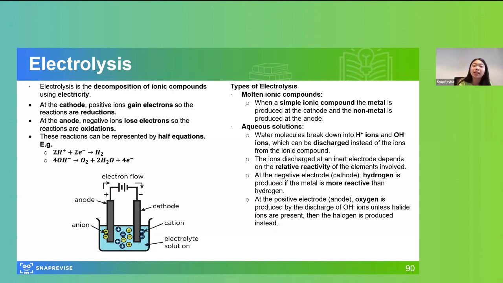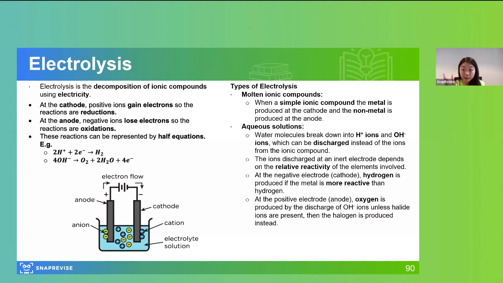It's basically decomposing the ionic compound using electricity. So if you have NaCl, for example, that ionic compound is going to decompose. It's going to go Na+ ions, and then Cl- ions. And they split this up using electricity.